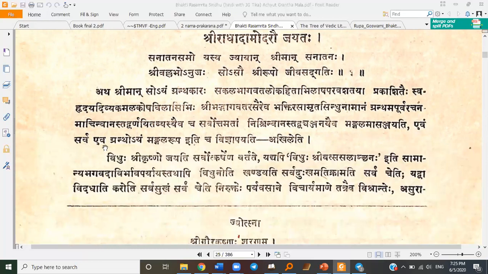Evam sarvaha eva grantha ayam mangalarupa. And by this particular first verse, the whole book is Mangal, is auspiciousness personified, Mangalarupa. So to indicate it, Akhila iti, this verse has been spoken.